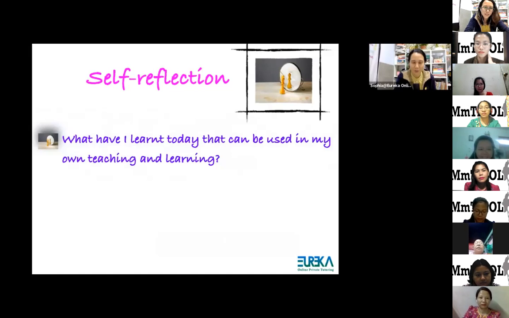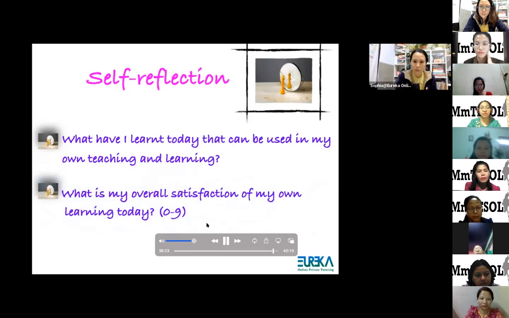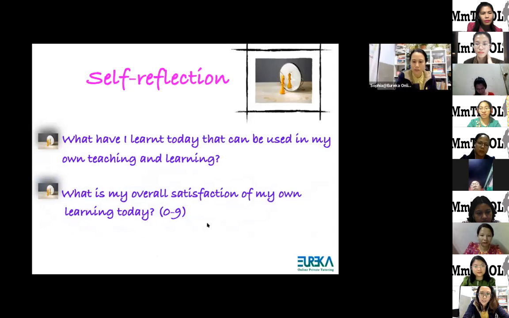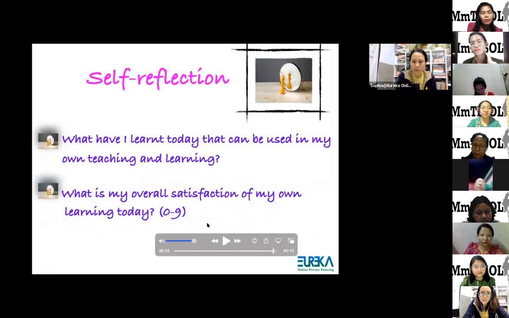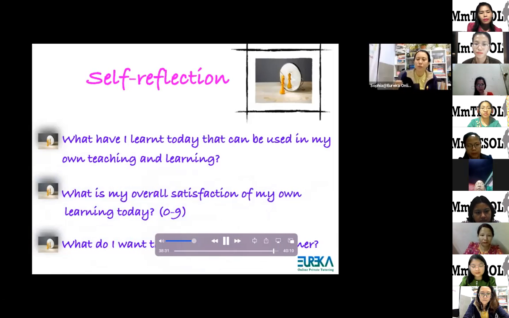And here we go with the next question. Whatever I learned today that can be used in my own teaching and learning, I want you to take a few minutes to write it down. After that, we'll move on to the overall rating. You can rate it by yourself. If you are satisfied with your own learning today, you can give yourself a score from 0 to 9, and you can explain why. And what do I want to learn more from the trainer, from me? What do you want to learn more?